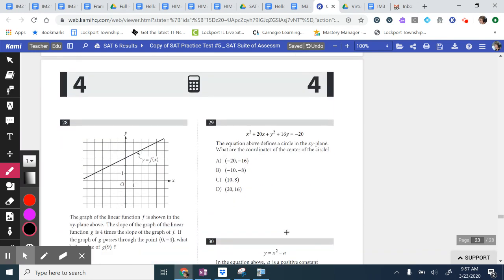Okay, number 29. I think this is probably the most difficult problem on the test because it requires us to do something that we don't do a lot of, and that is completing the square, because this is the equation of our circle in standard form. We want it to be in our form where we can identify the transformations easily.